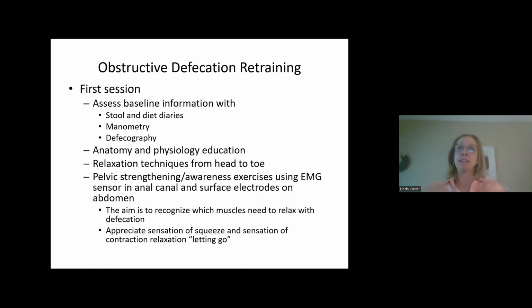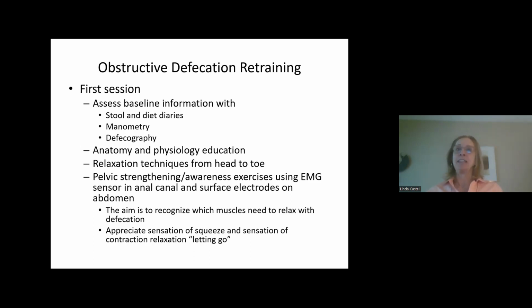Once we look at all this baseline information, we're going to do an anatomy and physiology lecture with education with our patients. We're going to tell them about that puborectalis muscle, that they're not relaxing it, that they need to relax it in order to go to the bathroom. We'll show them that what they're doing is squeezing instead. We're going to do some relaxation techniques with our patients, teaching them to start relaxing all their muscles from head to toe.